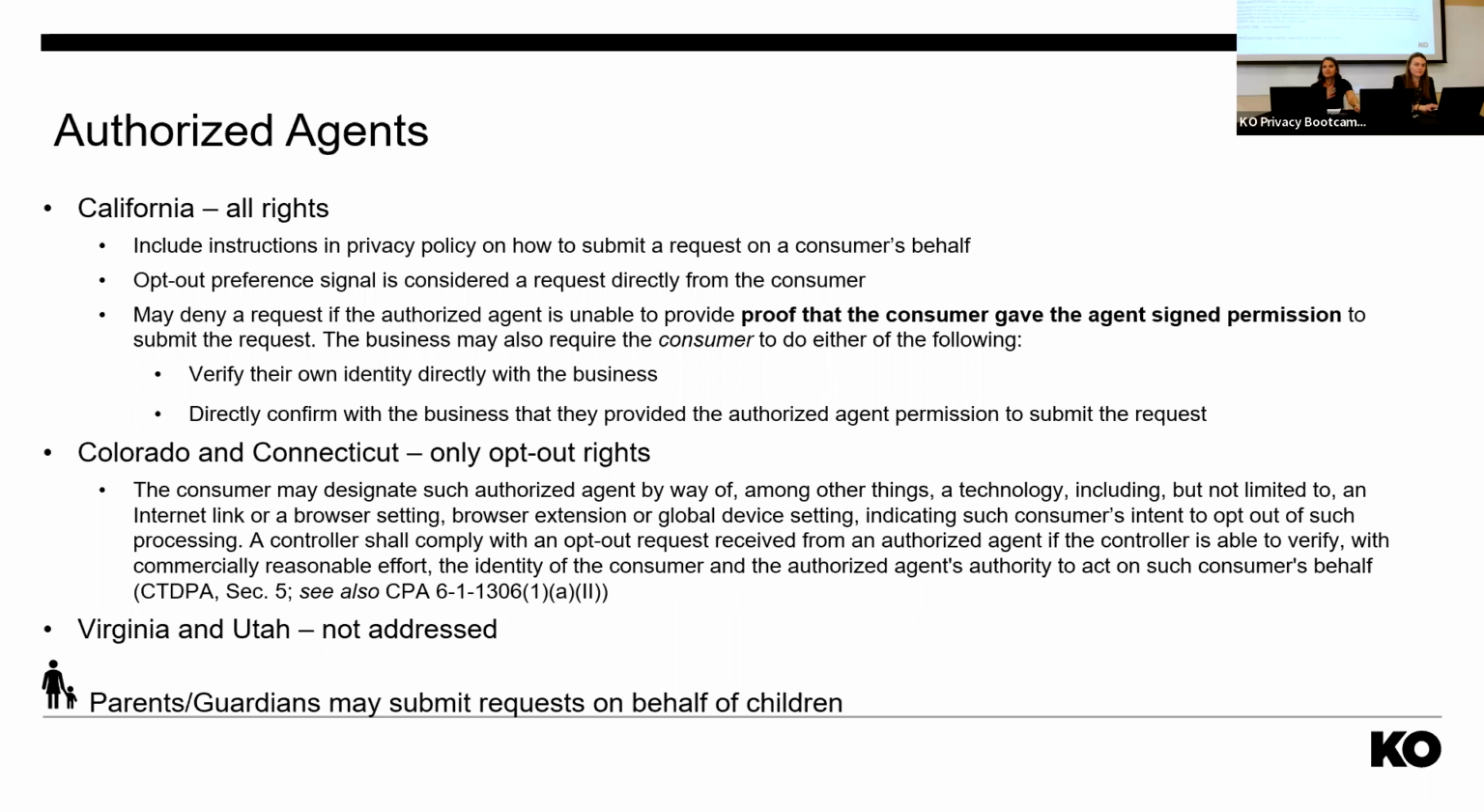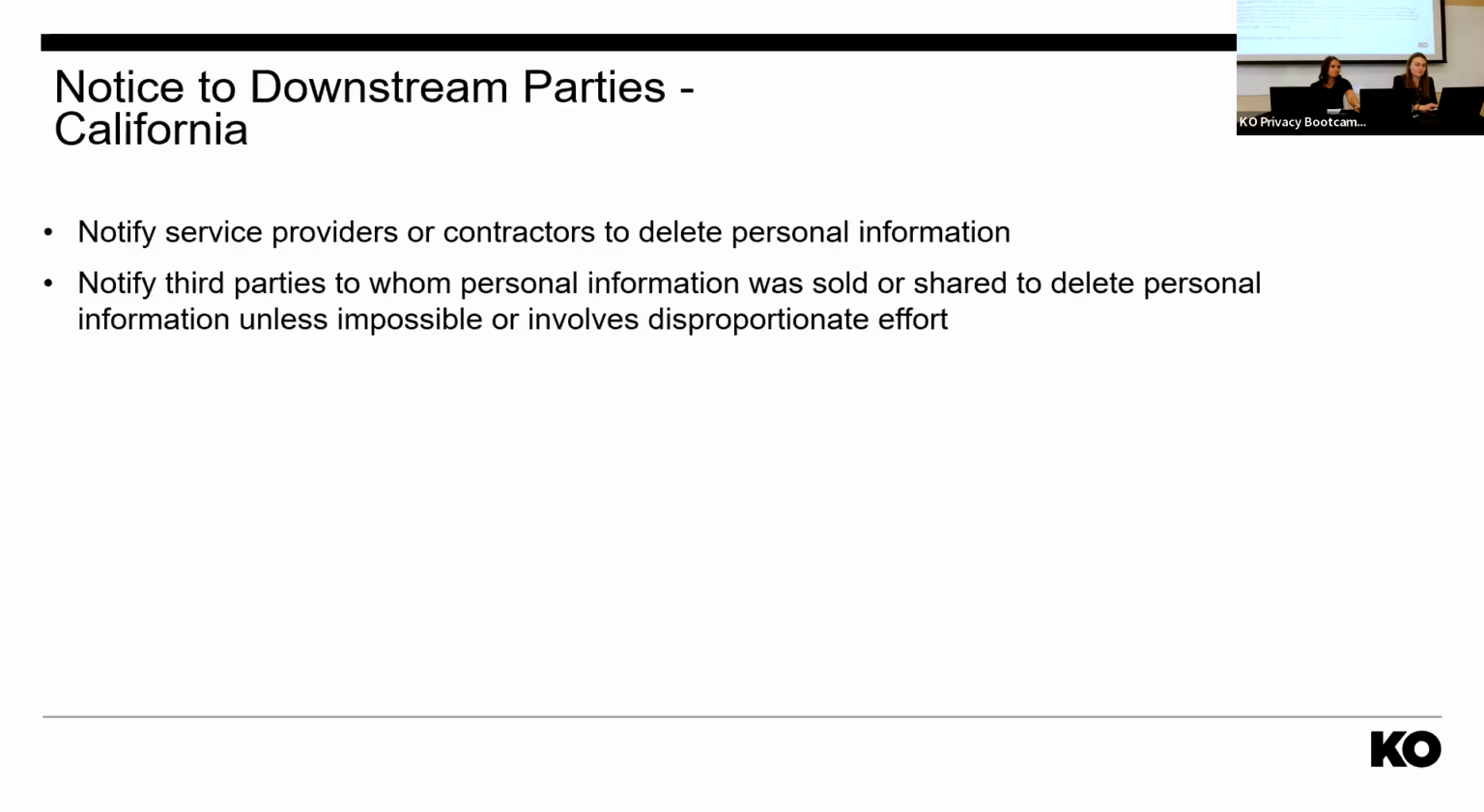And then parents, guardians, that's not an authorized agent. Those are always going to be applicable under COPPA. And then notice to your downstream partners. So again, really having a handle on where your data is flowing.